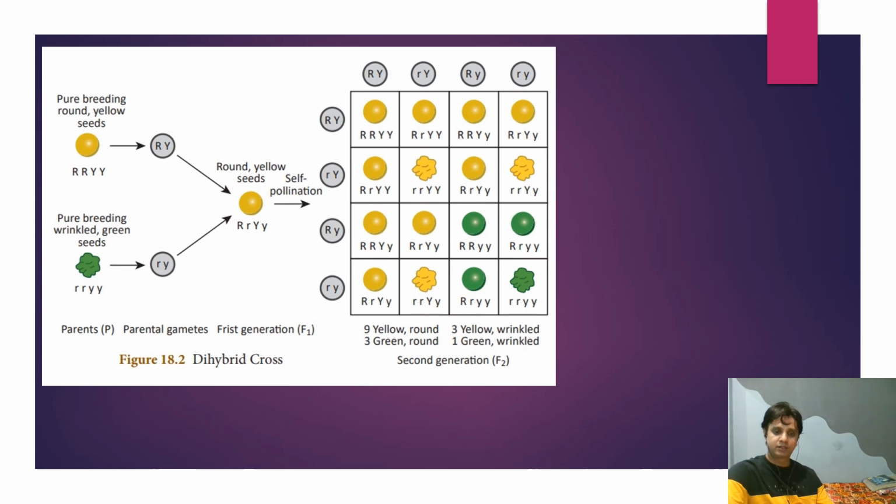Next question, they have asked about a dihybrid cross, and they've asked us about the ratio of the kinds of seeds that are obtained. So we know the ratio in a dihybrid cross is 9 is to 3 is to 3 is to 1.